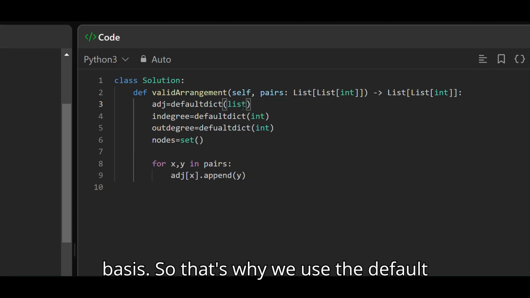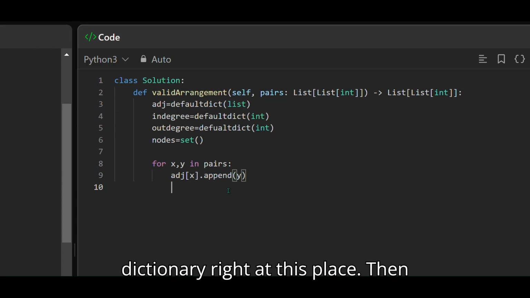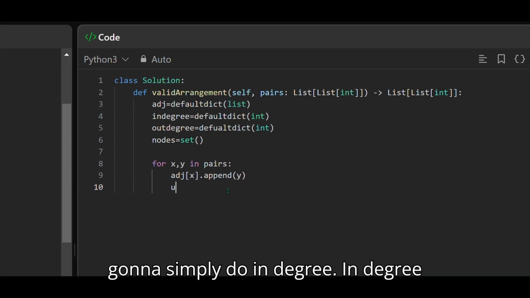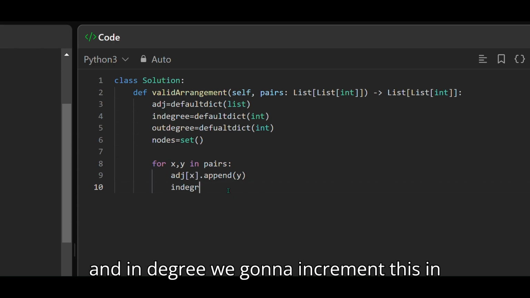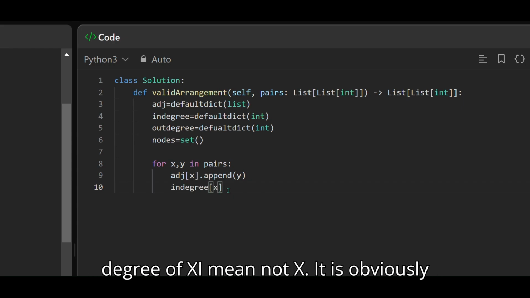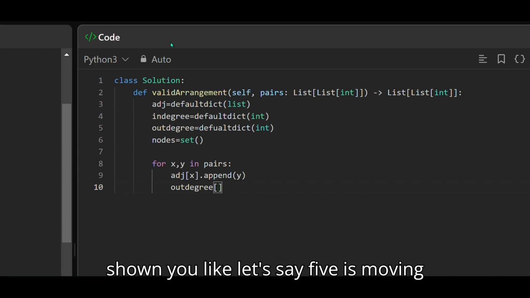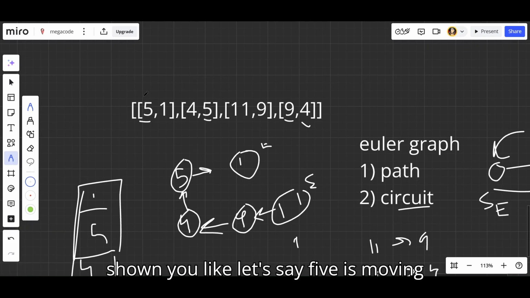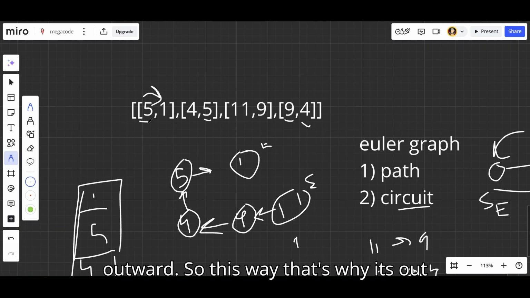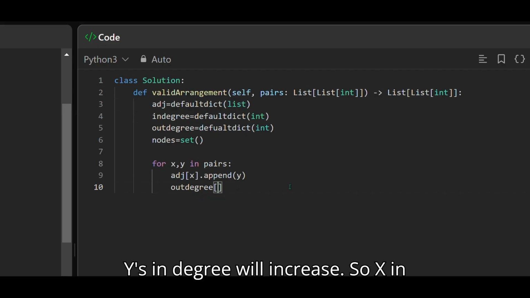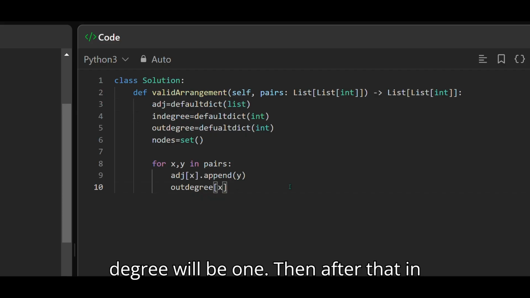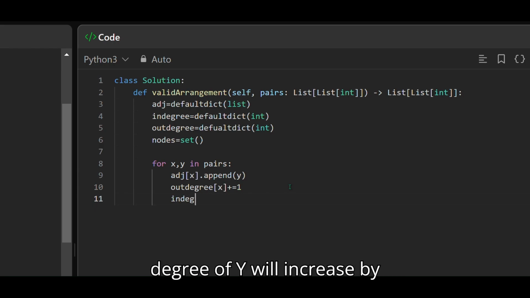So that's why we use the default dictionary right at this place. Then after that, we're gonna simply increment the in degree. I mean, not the in degree of x. Obviously, first of all, the out degree is coming out of x, since I've just shown you. Like let's say 5 is moving outward. So that's why its out degree will increase, and y's in degree will increase. So x's out degree will plus 1. Then after that, the in degree of y will increase by plus 1.